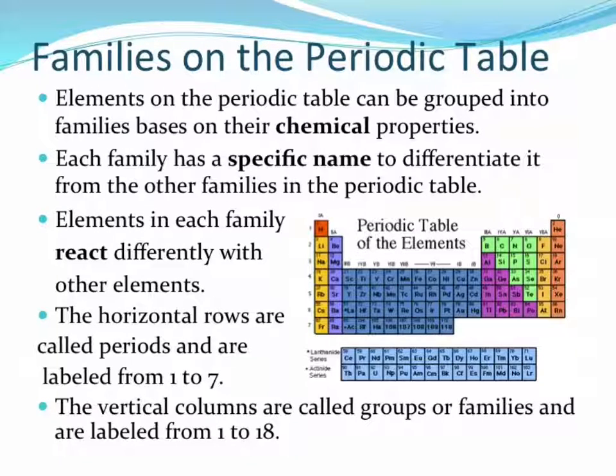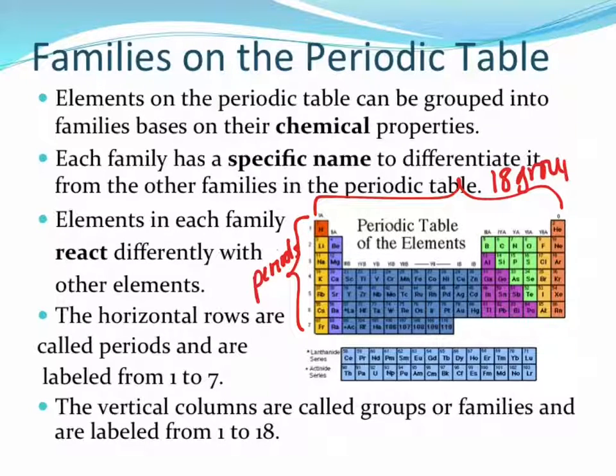I need you to remember that there are 7 periods and 18 groups or families. Groups and families will be used interchangeably. Everybody in this column has similar properties. So families are based on their similar properties, and the periods are based on their energy levels.